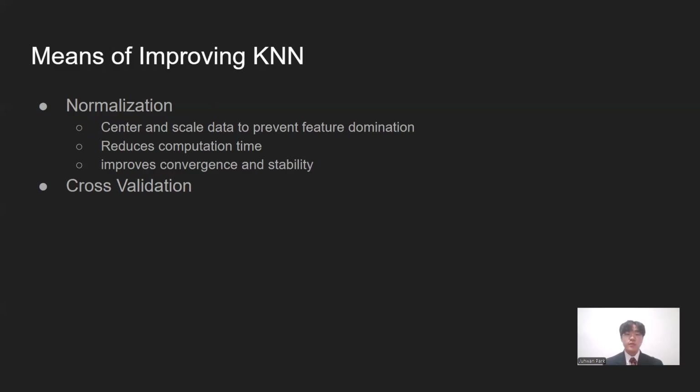So, a few ways to improve KNN. Some of the things I applied is normalization, which standardizes and scales data to prevent specific features from dominating, because KNN uses distance metrics to determine its nearest neighboring image and class. That's how KNN is going to classify. So normalization is important and it will reduce computation time and improve convergence and stability. I will also be using cross-validation to reduce overfitting.